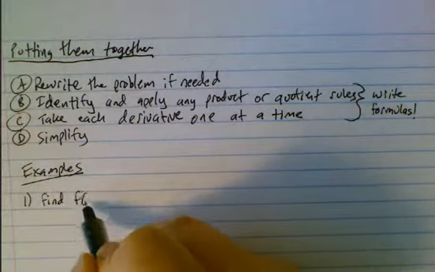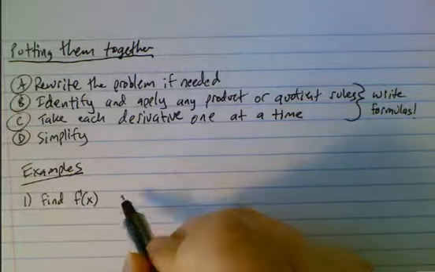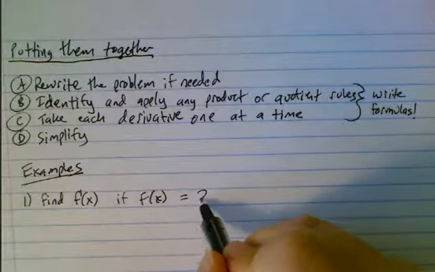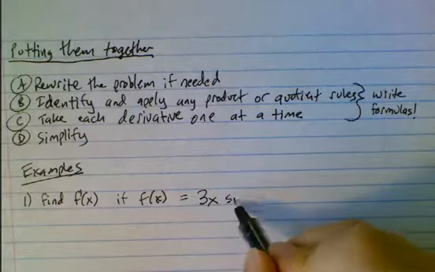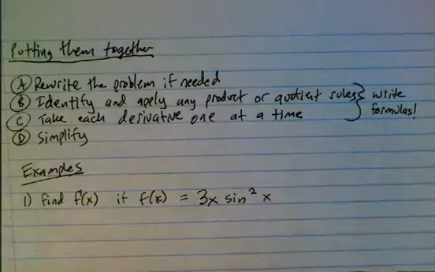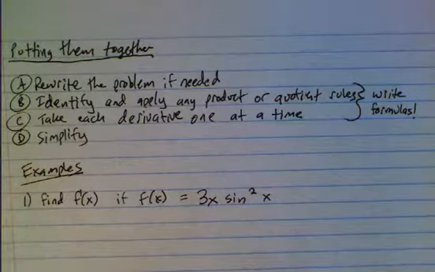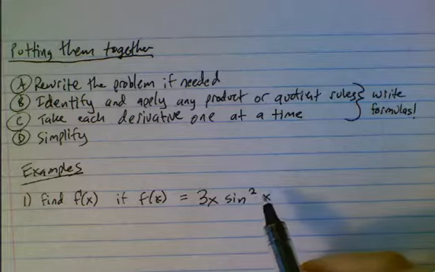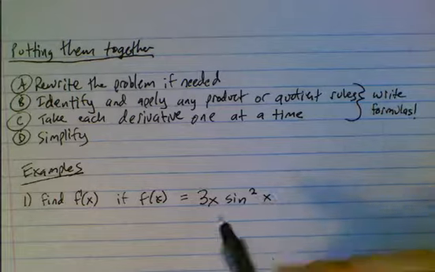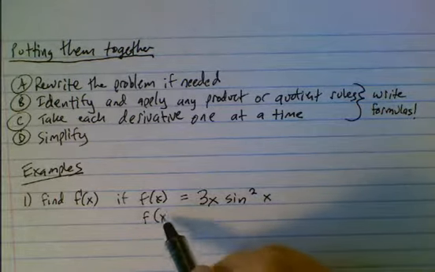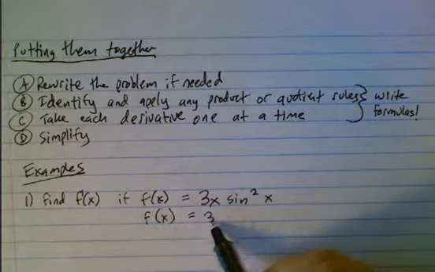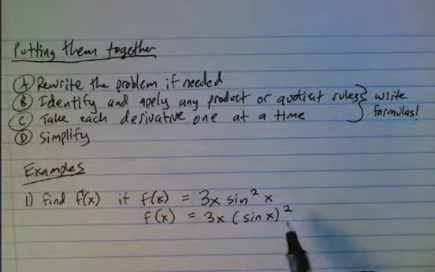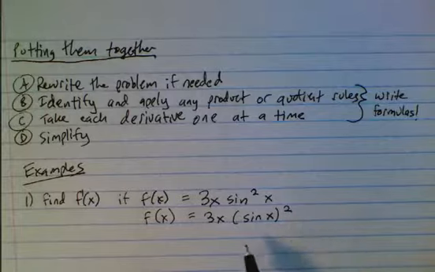Let's find f prime of x if f of x equals 3x sine squared of x. Notice when we see this sine squared, we know from earlier that this really means sine of x, squared. So this is where the rewrite step comes in. Notice this is still f of x, but I'm going to rewrite this as sine of x squared because now I can clearly see the box function here.